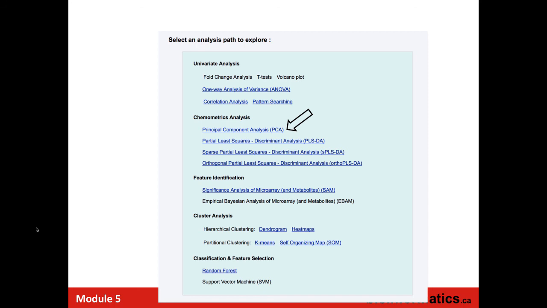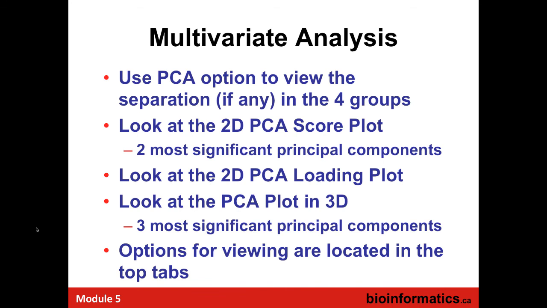The next thing you can do is principal component analysis, and this is the first part of our multivariate statistics. So what we're doing is we click on the PCA link there, and we're going to look to see if the four groups separate. We're going to look at a scores plot and a loadings plot. They're two different plots, and Jeff chatted about it a little bit. You can also look at these plots in 2D and in 3D. And there are a variety of viewing options.